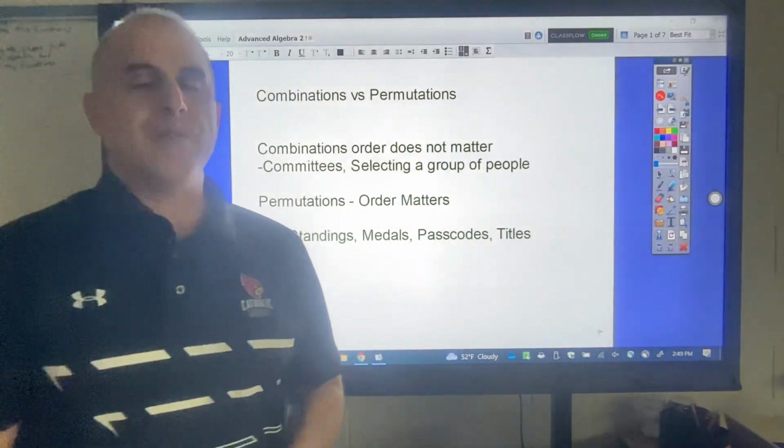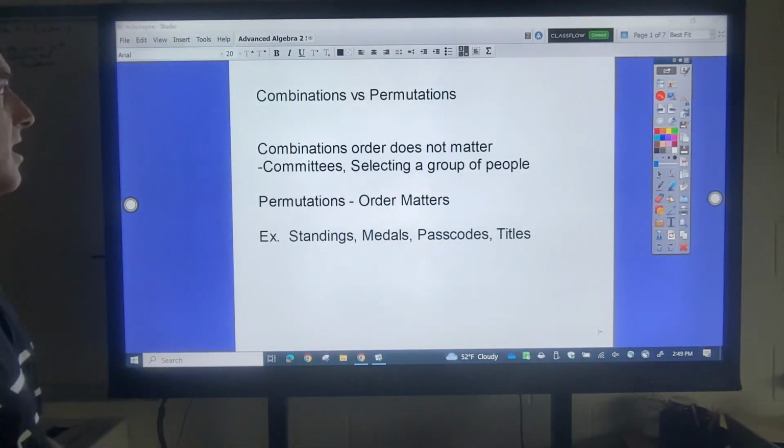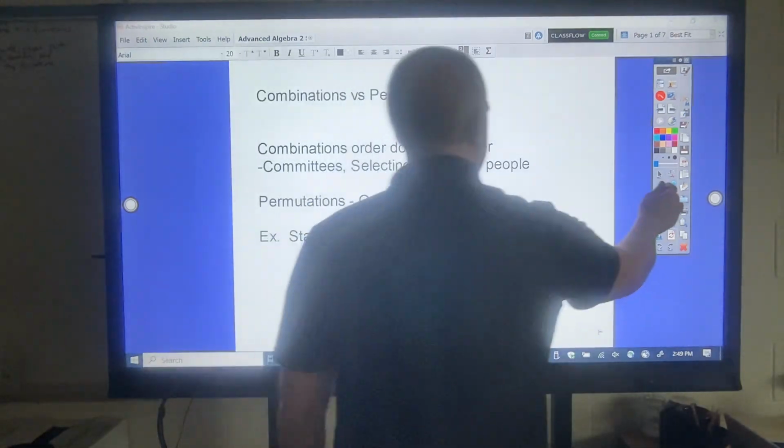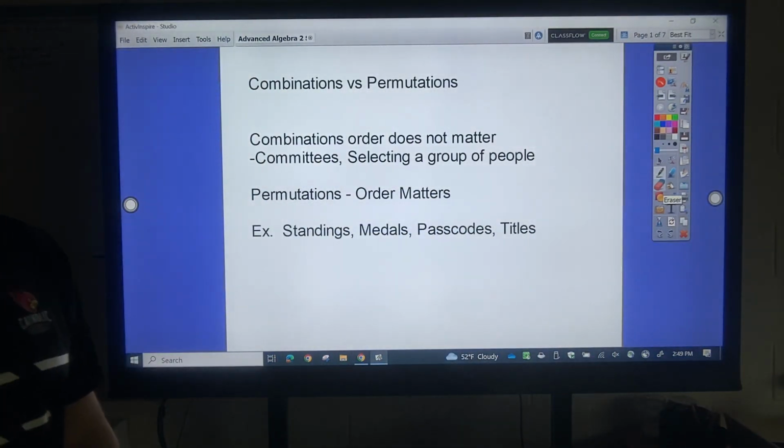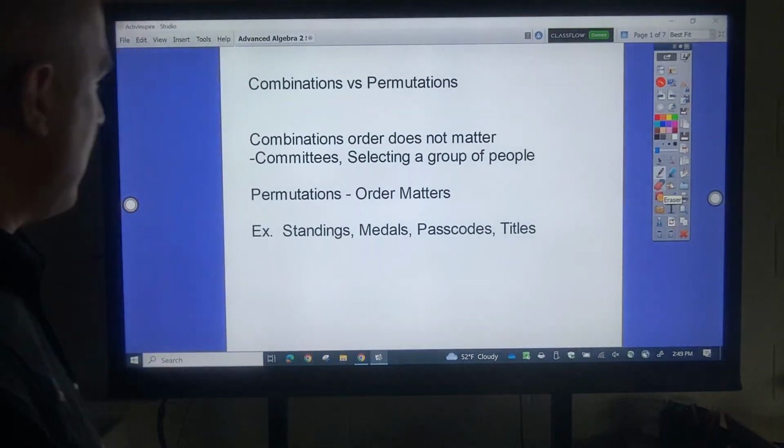Okay, this is going to be a video, a stats lesson 3. This is going to be on combinations and permutations. The key thing about combinations is the order does not matter. I'll show you how to calculate it with the calculator.